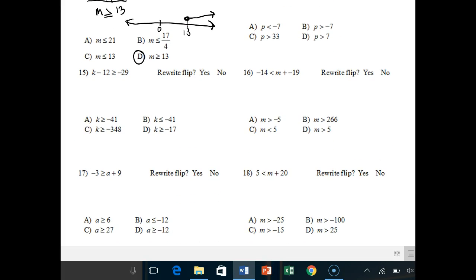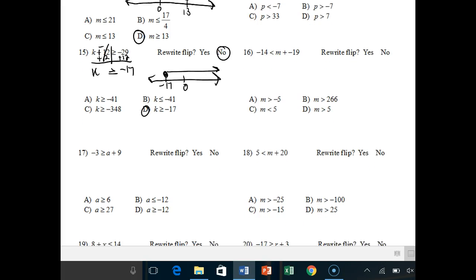All right, number 15, do I need to rewrite flip? Nope. Again, the variable is on the left-hand side. So I add 12 to both sides, and those cancel off as k is greater than or equal to -17. So that's your answer right there. And then I graph it real quick by saying, all right, zero is here, -17 exists on the left-hand side of 0. It's a closed circle, but we're pointing right. So everything bigger than -17 would be a solution to that inequality, right? So -16, -15, -14, 3, 2, 1, all of those would be solutions.